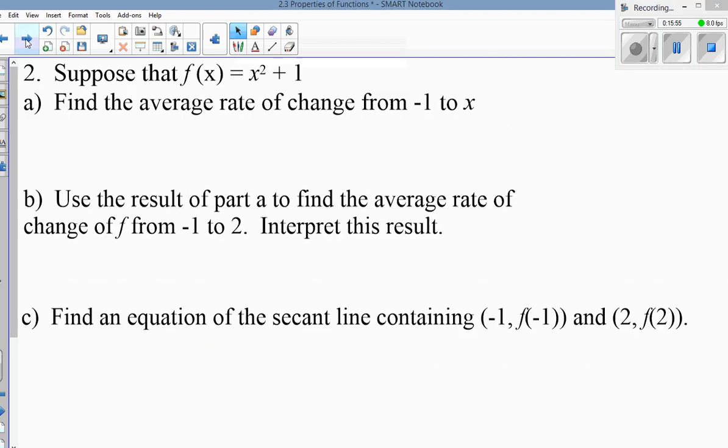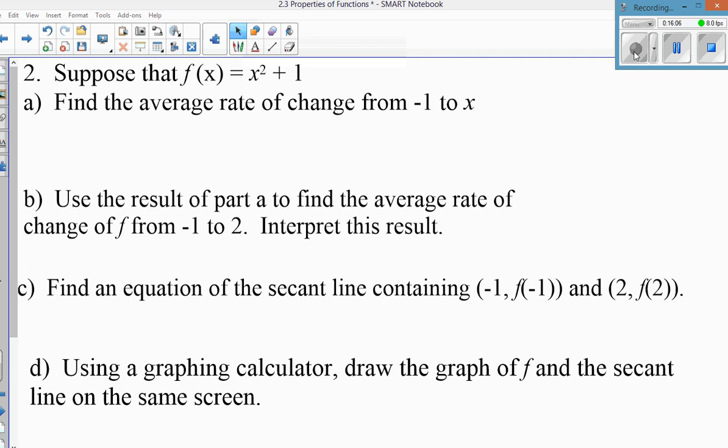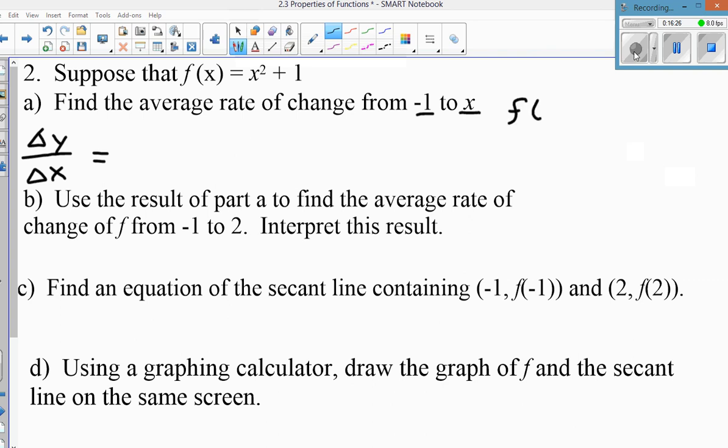So let's look at an example here. Suppose that f of x equals x squared plus 1. Find the average rate of change from negative 1 to x. All right, so to find our average rate of change from negative 1 to x, because it involves x, our answer is going to be an equation, not an actual value. So remember, change in y over change in x. I want to know what the y value is at negative 1. So f at negative 1 is equal to negative 1 squared plus 1, which is equal to 2. So that's my y value.